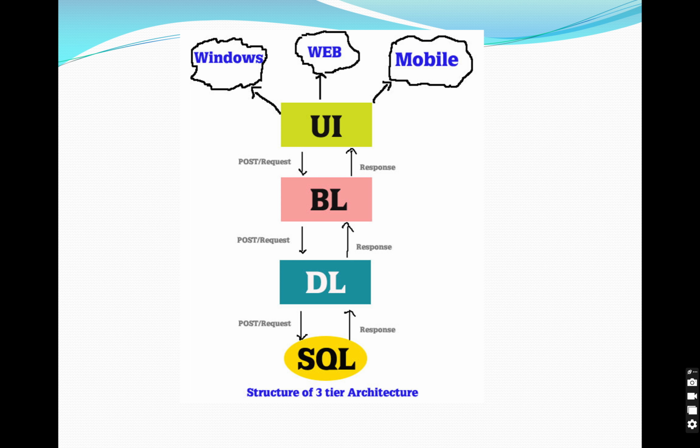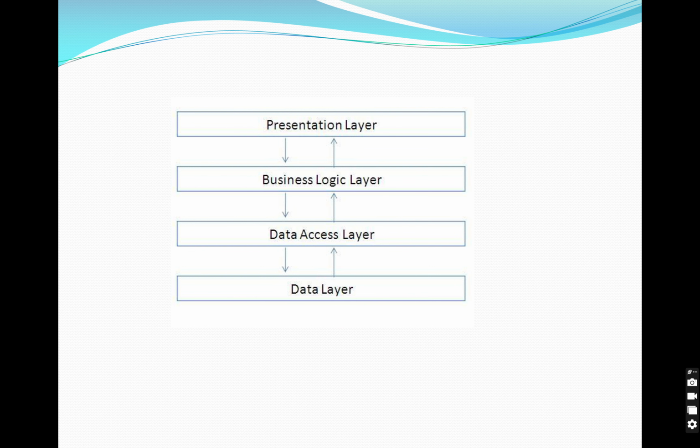Okay, so this is the diagram we can see. This is your data layer, so this is the database engine. Data access layer actually interacts with the database. Business logic layer, in which all the validations and logic are written. This is the user interface layer, or the presentation layer, which could be a Windows application, web application, mobile application, console application. Okay.